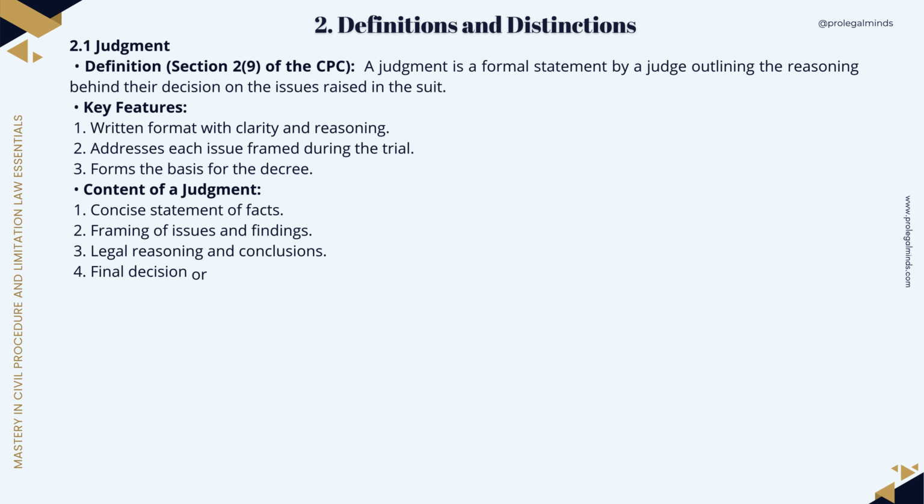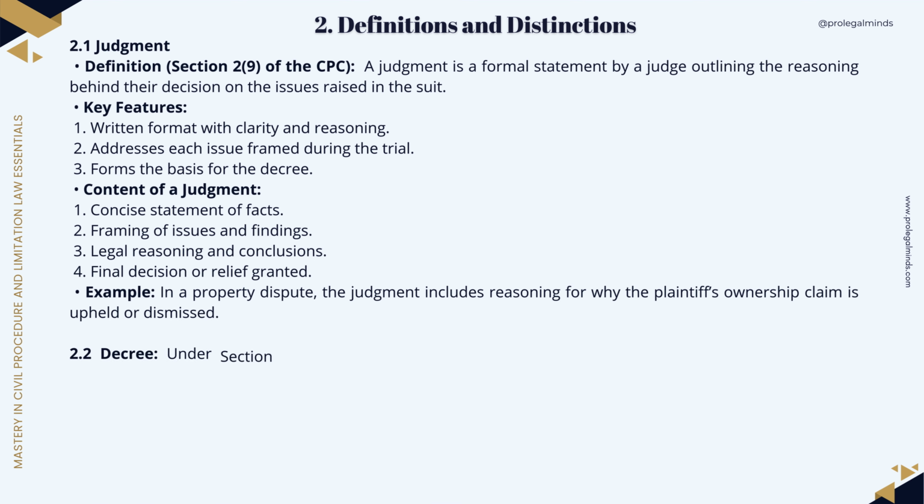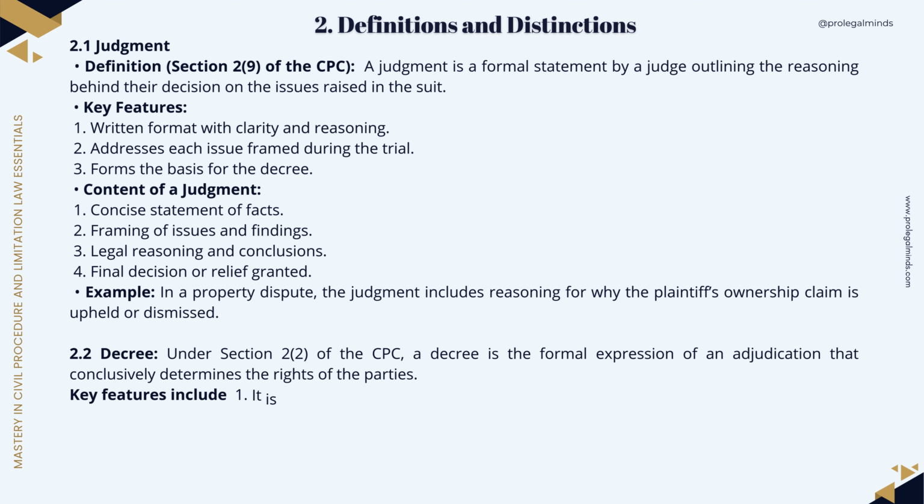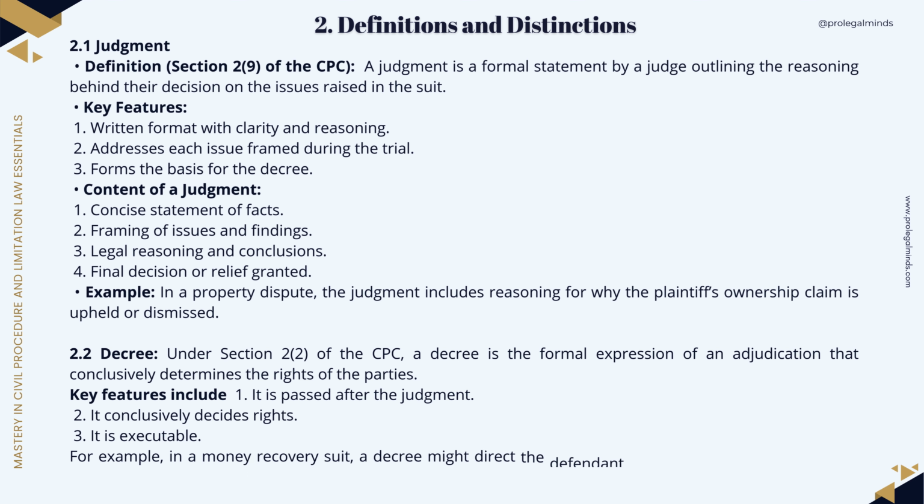Definitions and distinctions. Judgment. A judgment, as defined under Section 2(9) of the CPC, is the formal reasoning provided by a judge for their decision. It serves as the basis for a decree and includes: 1. A concise statement of facts. 2. Issues raised during the trial. 3. Legal reasoning applied. 4. The final decision or relief granted. For instance, in a property dispute, the judgment might explain why the court upholds or dismisses the plaintiff's ownership claim.